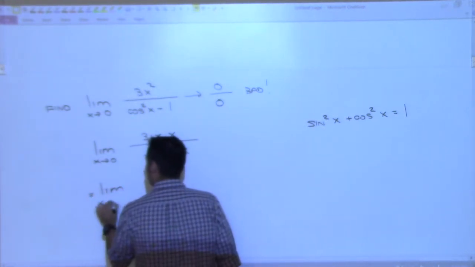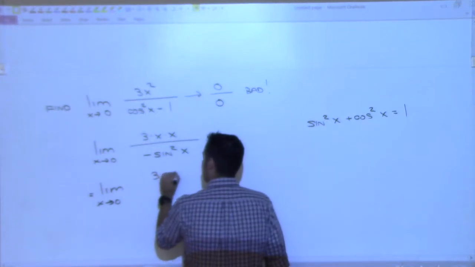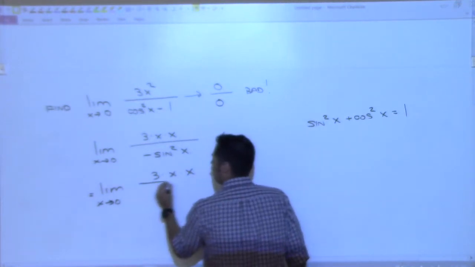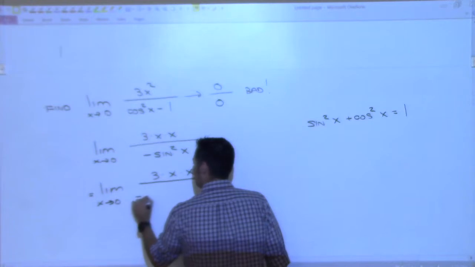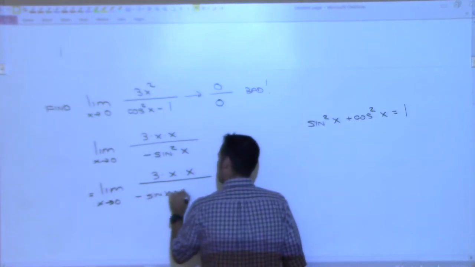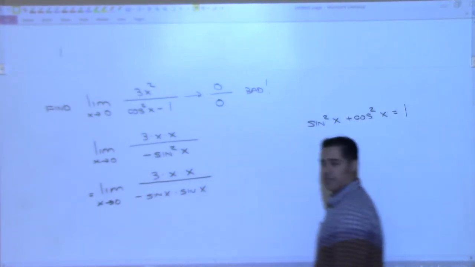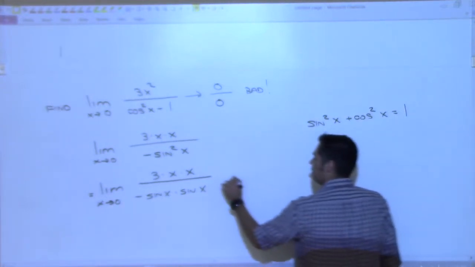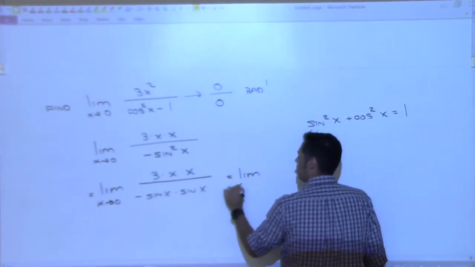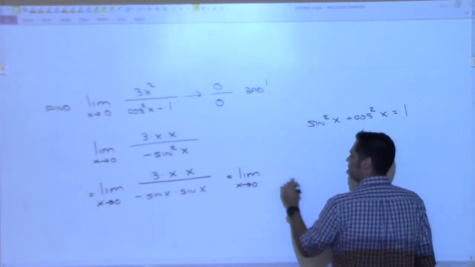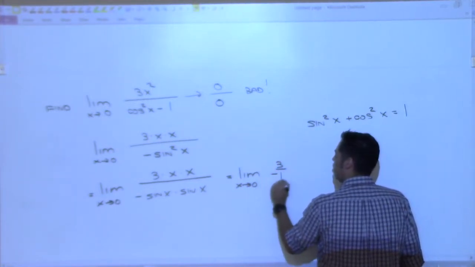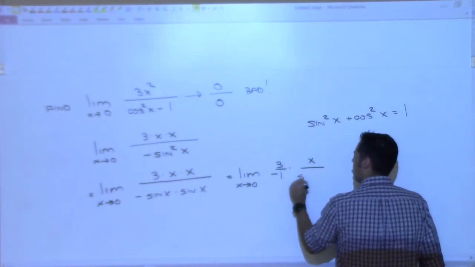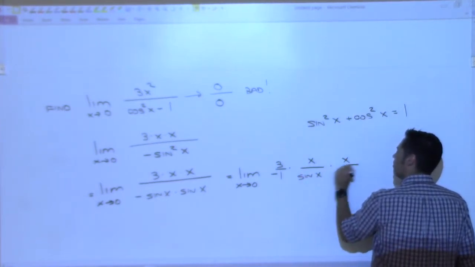Limit x goes to 0. We'll leave 3 times x on top. And then we'll make it negative sine x times sine x. That's right. Now what? You have 2 pieces of junk. Yes. Look, limit x goes to 0. Watch the way I write this. 3 over negative 1 times x over sine x times x over sine x.